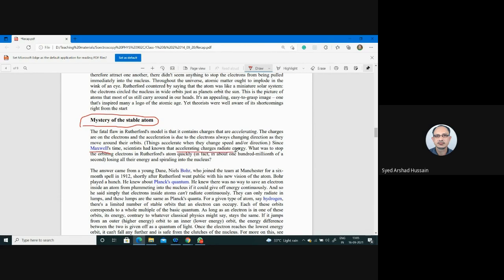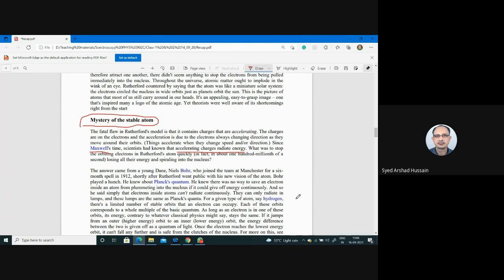By that time there was information according to Maxwell that accelerating charges radiate energy. That means if you have a system which is charged and at the same time accelerating, then it will radiate energy. So if it radiates energy, then what will happen? There is a probability that the electron will lose energy with time. If it is losing energy, that means the force of attraction will dominate with time, and there will be a time when the electron will fall into the nucleus.